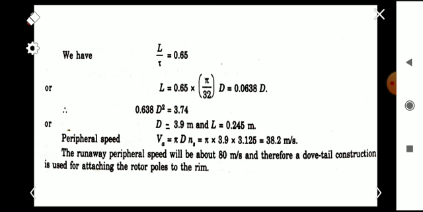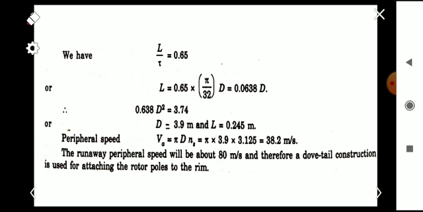And we have to check what type of pole construction is to be used. Here, for that we have to find the peripheral speed first. So Va is equal to pi D ns, and we all know the values of D and ns. So Va, the peripheral speed, is 38.2 meter per second here, and also it is given that the runaway speed is 2 times the peripheral speed. So we have to calculate the runaway speed also for understanding the stability of the machine.